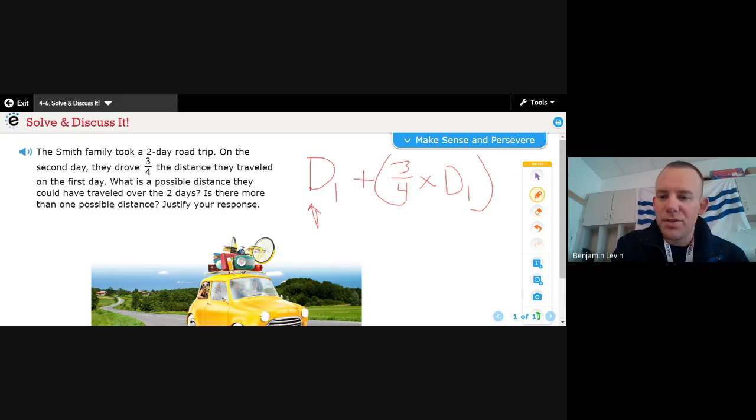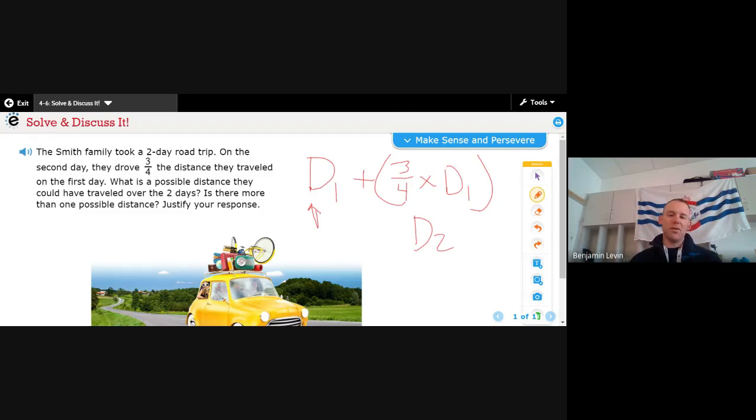Because 3/4 of, and we know of means times, 3/4 of the distance on day 1 was the distance on day 2. This is day 2, right? But they told us that day 2 equals 3/4 of day 1. Does that make sense, everybody? Do you have any questions?